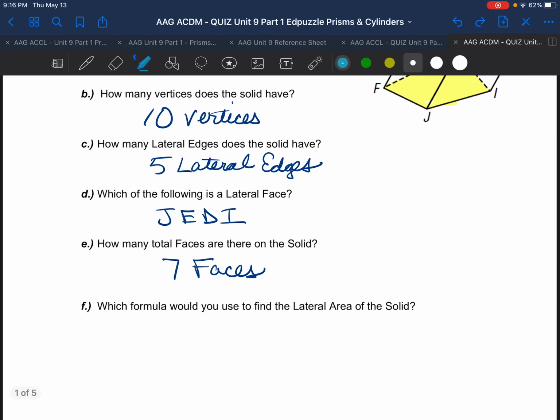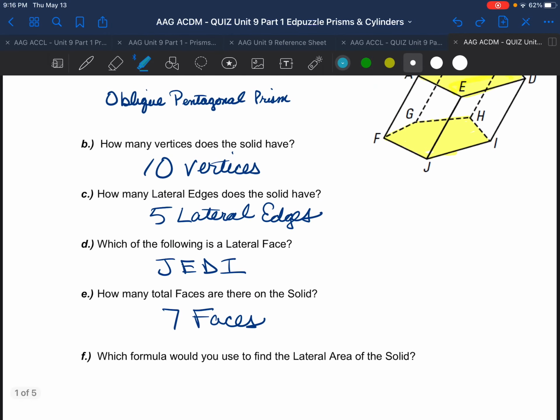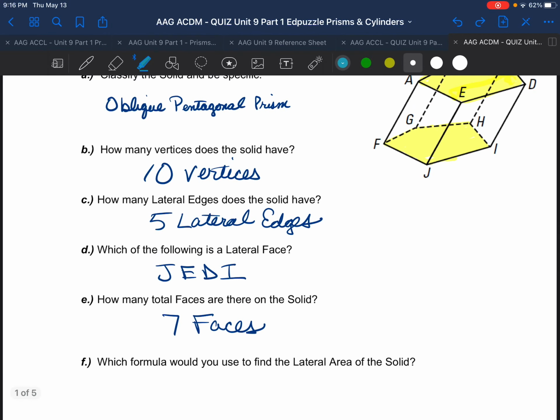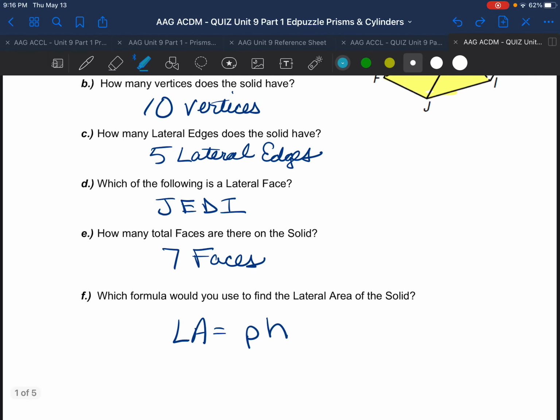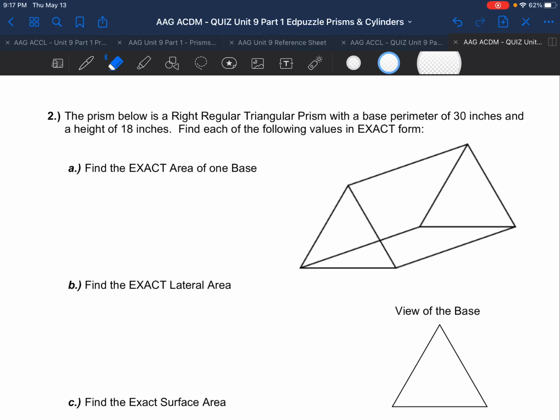Which brings us to our last question here, Part F. Which formula would you use to find the lateral area of this solid? Now for this, you just head over to your formula sheet, find lateral area in the columns, and then match it up with a prism. So LA equals PH. Question number 2. The prism below is a right regular triangular prism with a base perimeter of 30 inches and a height of 18 inches. Find each of the following values in exact form. All right, really important. Exact.